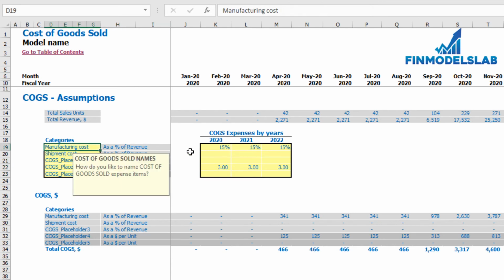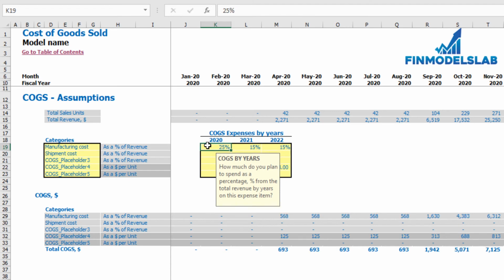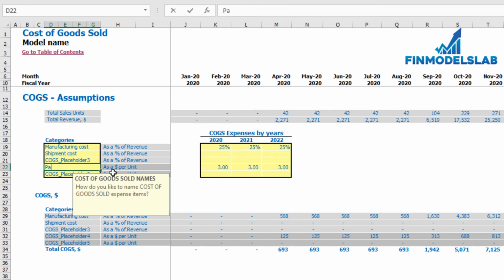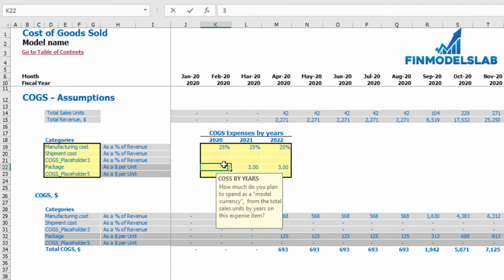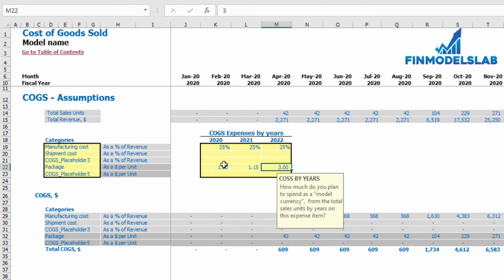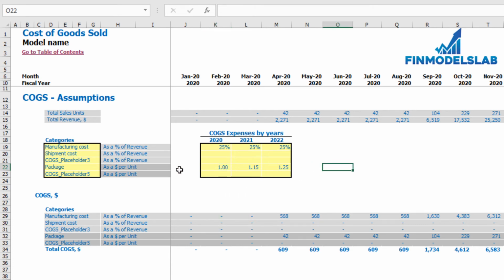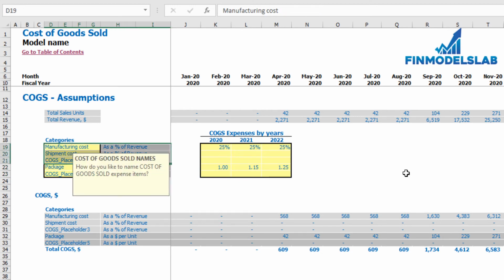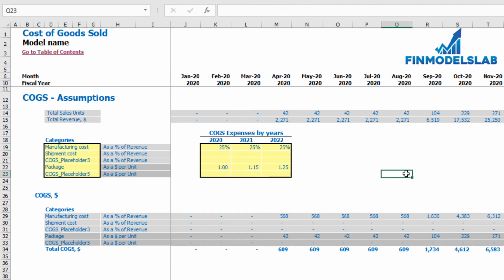For example, manufacturing cost will be 25% of your revenue. Then you can set up dollars per input, for example, package, which will cost you $1 in the first year, $1.15 in the next year, and $1.25 in year 3. So you have 2 placeholders for calculation as dollars per unit and 3 placeholders as a percentage of revenue. On the top you may see the drivers for these calculations, which are sales units and total revenue amount, and below you may see the calculation by months for these categories.